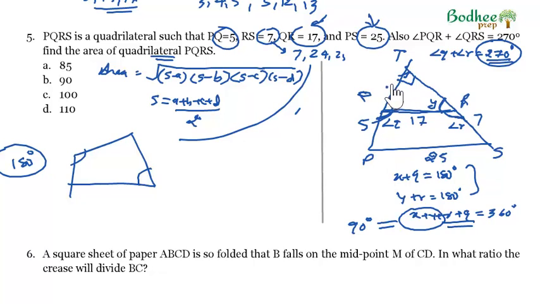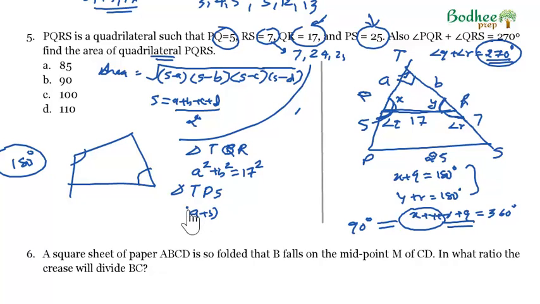Clear? And let the side TP be A and TR be B. So applying Pythagoras theorem in these two triangles, that is in triangle TQR, we get A square plus B square is equal to 17 square, and in the triangle TPS, you'll get (A plus 5) whole square plus (B plus 7) whole square is equal to 25 square.